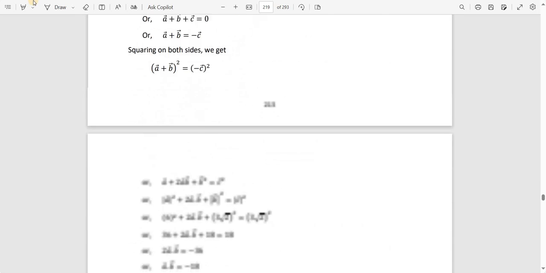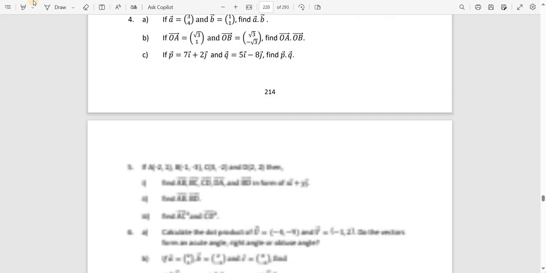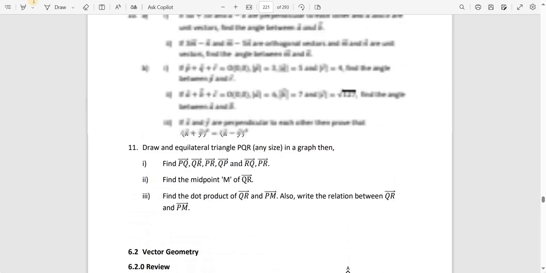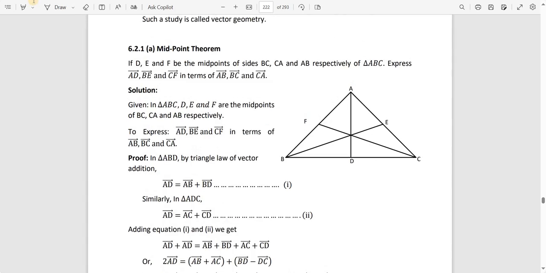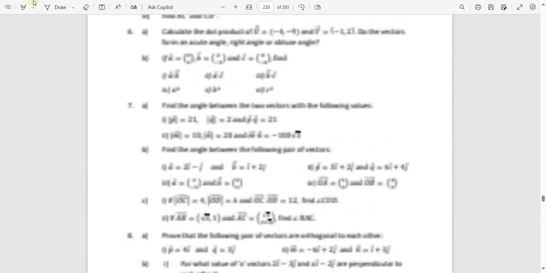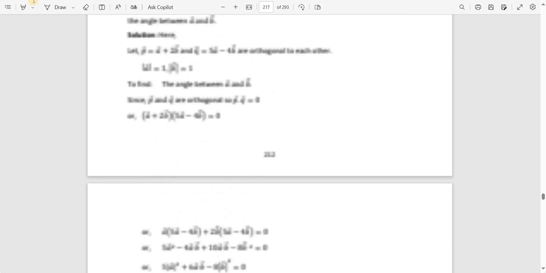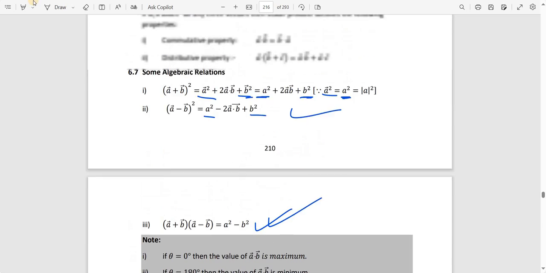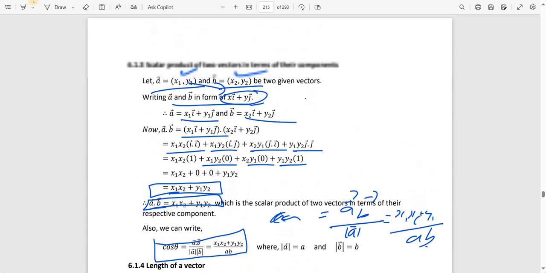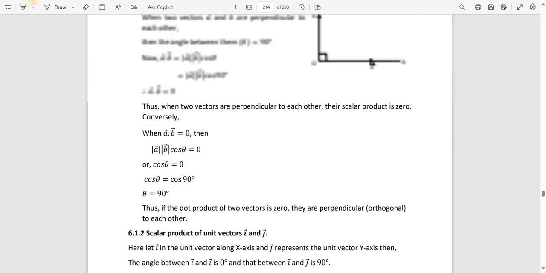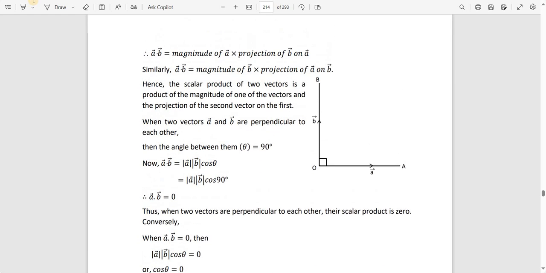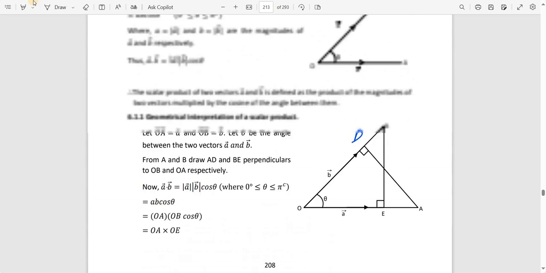Lots of things to remember. Okay, vector geometry we'll do in another class. Okay, what is this? Let's see. So up to now we just learned about the vector product and their properties, as well as the condition. If it's 90 degrees, then the value is 0, right?